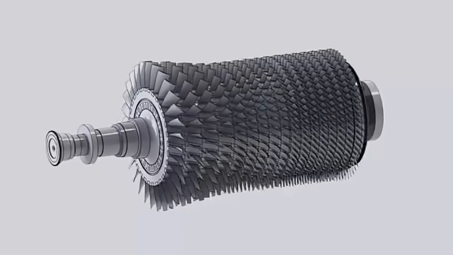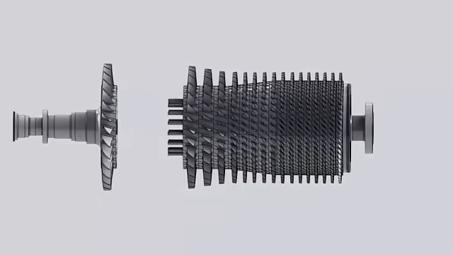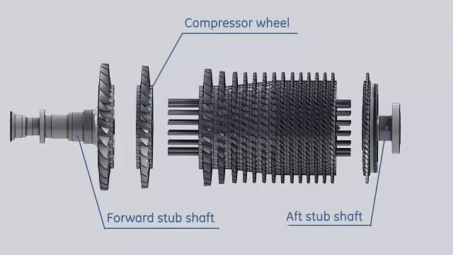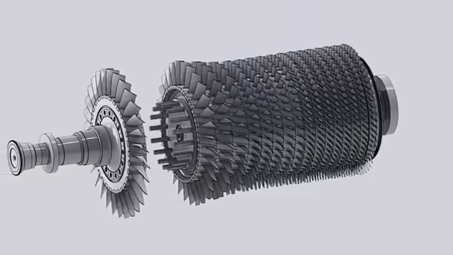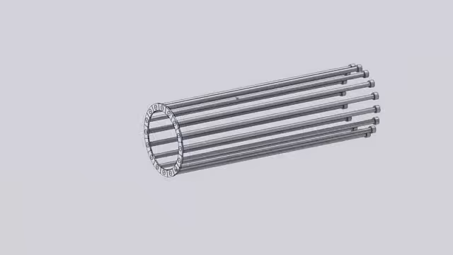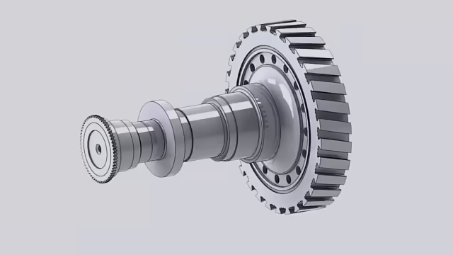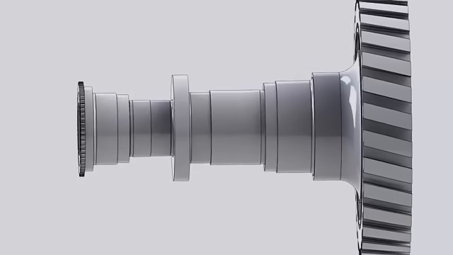The compressor rotor has 17 stages of rotating blades. It is assembled of 15 individual wheels and 2 stub shafts. All wheels are held together with 16 tie bolts and nuts. The forward stub shaft is machined to provide the following features: thrust collar, which carries the axial downstream and upstream thrust forces to prevent rotor axial movements.